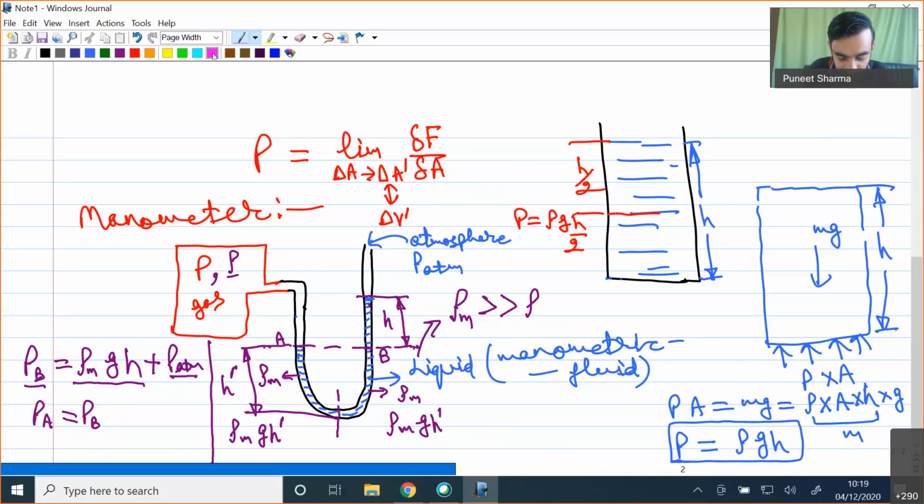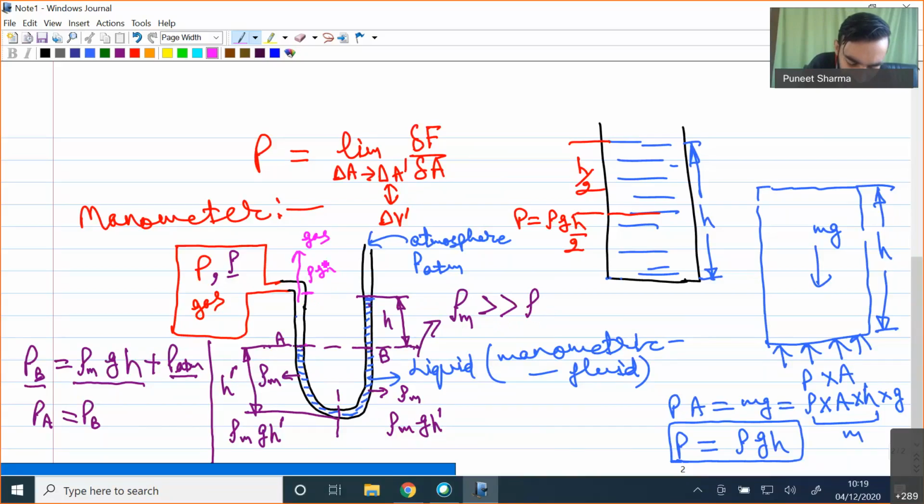Now, for the height h where we have manometric fluid in the right column, for the same height h we now have this gas over here. So in this particular region, we will have some pressure equal to the density of gas, rho g h. But we have already taken the assumption that the density of the manometric fluid is very large in comparison to the density of the gas.